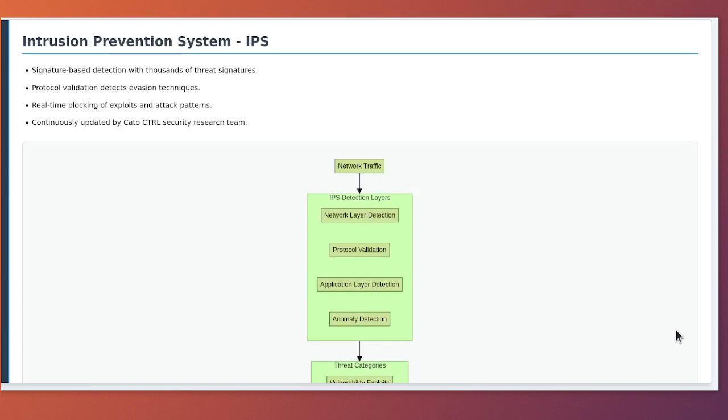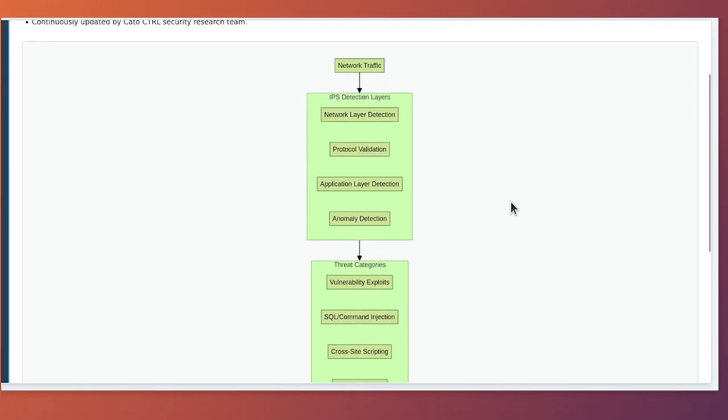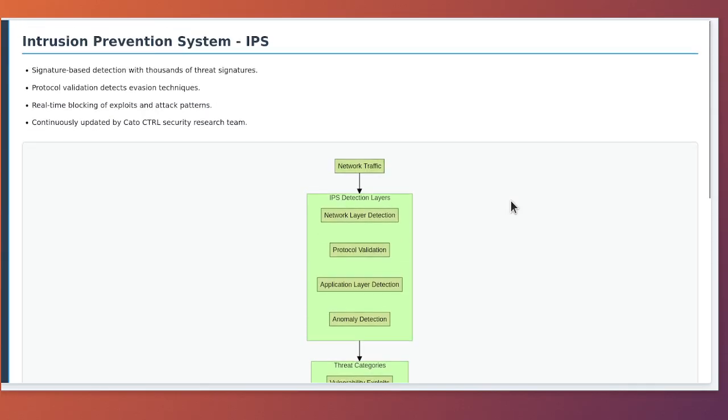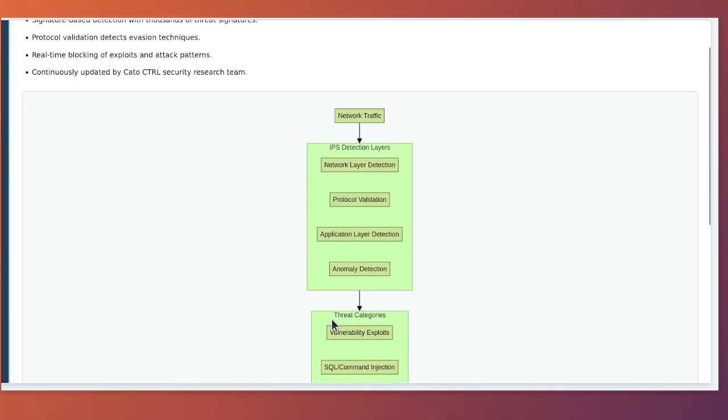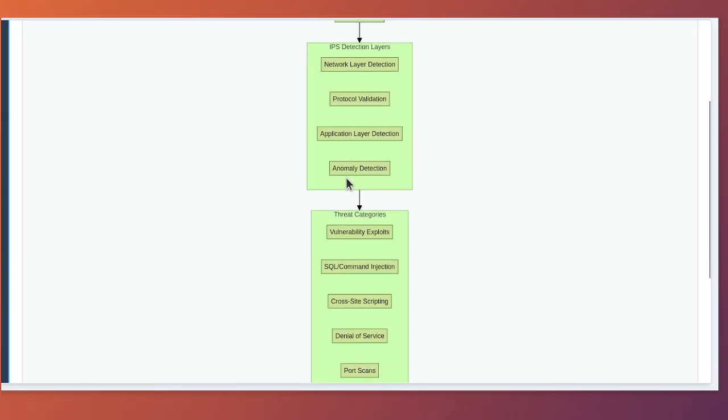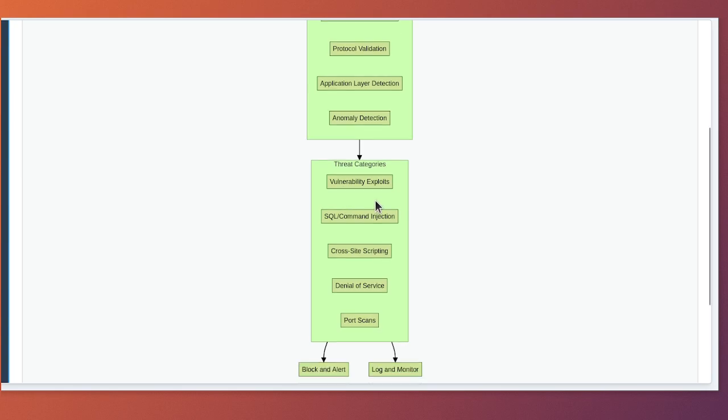Intrusion Prevention System (IPS). Let me explain the intrusion prevention system capabilities within SSE 360. The IPS monitors all network traffic for malicious patterns and actively blocks attacks in real time. Cato's IPS uses a signature-based detection engine combined with protocol validation and anomaly detection. The signature database contains thousands of rules that identify known attacks, exploits, and malicious traffic patterns. Cato's security research team, called Cato CTRL, continuously updates these signatures as new threats emerge.